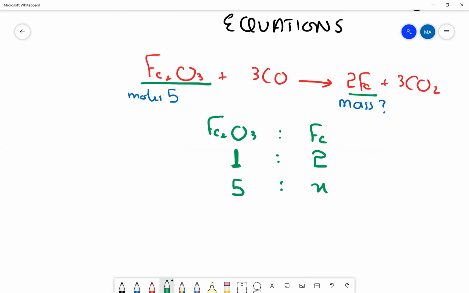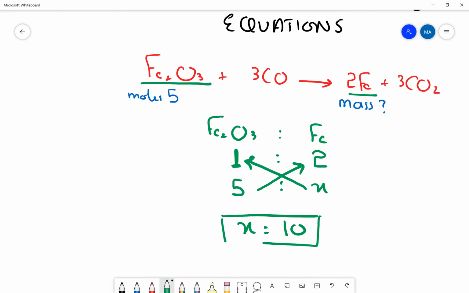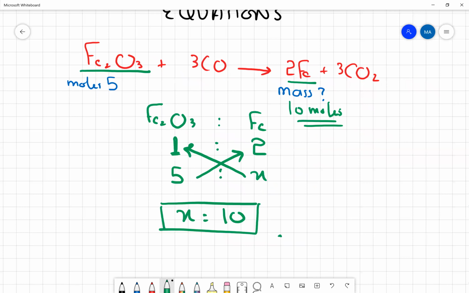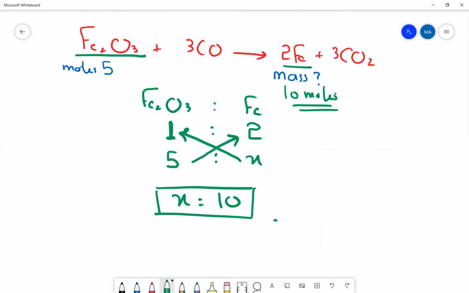So X times 1 is X. 5 times 2 is 10. So X is equal to 10. So now we know the moles of Fe as well, 10 moles. But the question here was demanding mass, not moles. So what should we do now to find out mass here? Use the first formula. Absolutely. We're going to use the first formula.